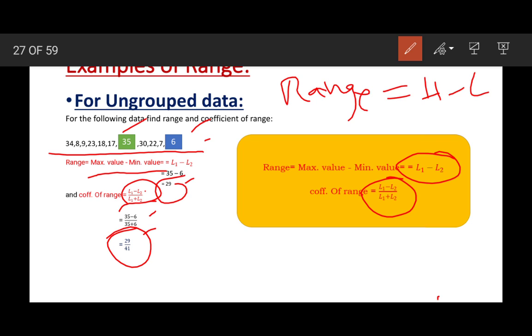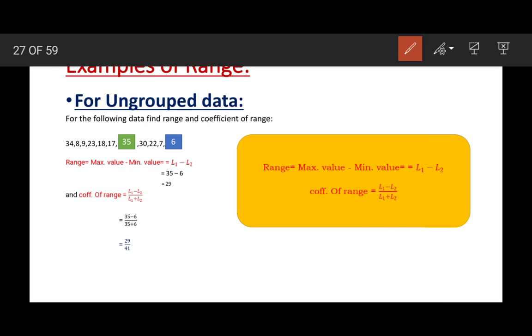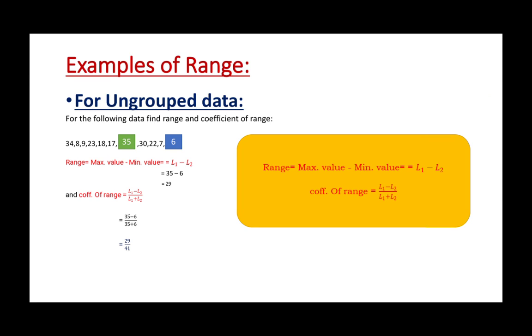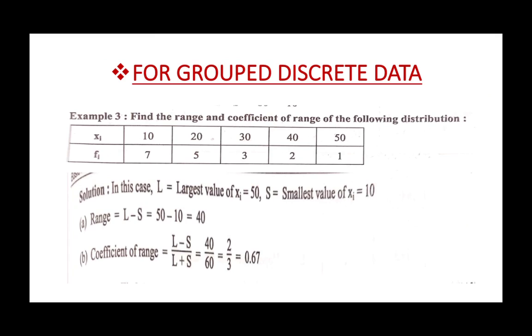Clear? So if the data is ungrouped, meaning only discrete values are given, then simply we have to find the highest value and the lowest value. Then range will be highest value minus lowest value, and coefficient of range will be highest value minus lowest value upon highest value plus lowest value. Okay, now let us see the range for group discrete data.